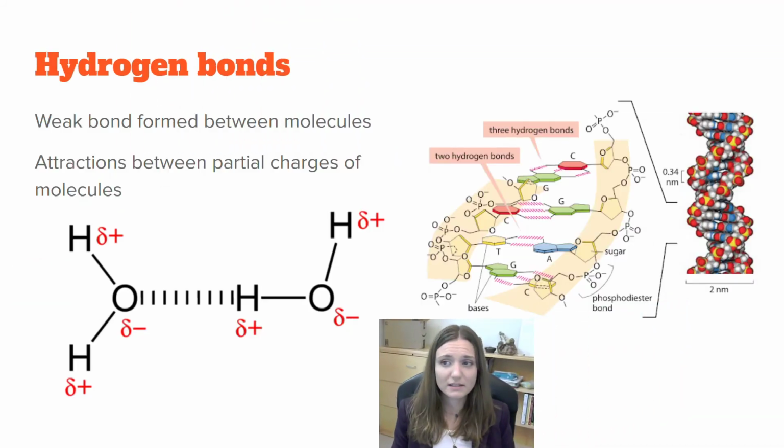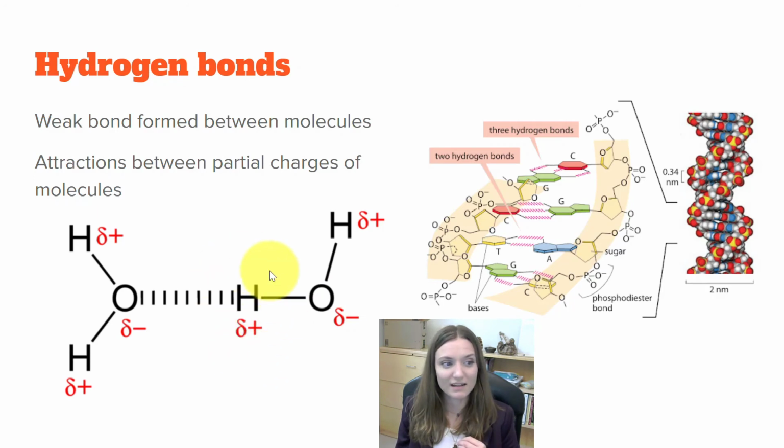So a couple other bonds, these are not bonds that occur between atoms. Hydrogen bonds and dispersion forces, which we're going to talk about now, are weak bonds that occur due to attraction between differently charged regions of a molecule. So for example, hydrogen bonds are named because in water, hydrogen is slightly positive because it doesn't get as much time with that shared electron.